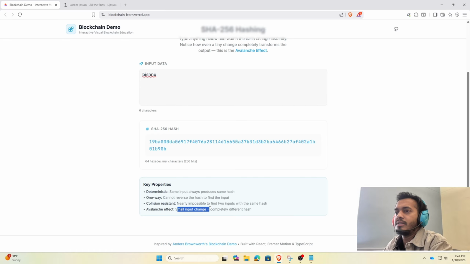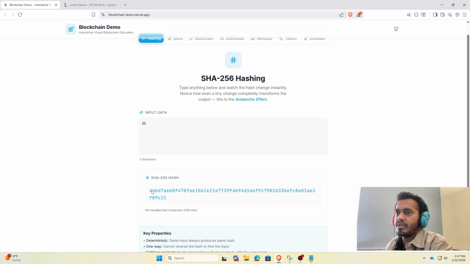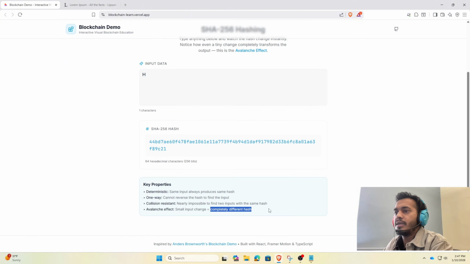And a small change in the input gives a completely different hash. For example, if I write H, it starts with triple A, right? If I make it capital H, it's completely different. It's not like there will be a slight change in the hash. There will be a completely different hash.